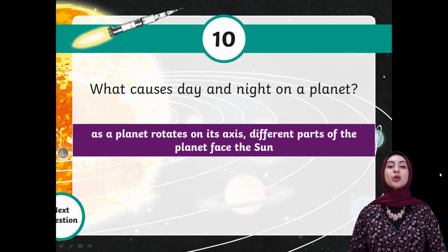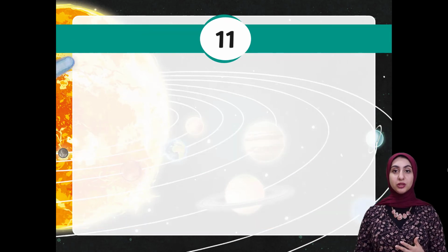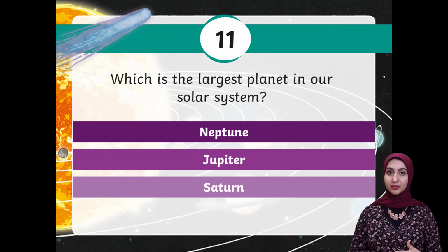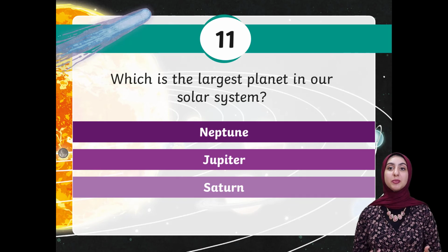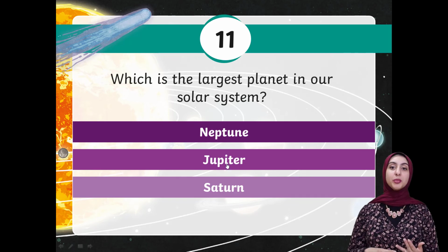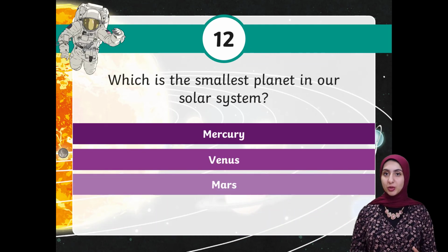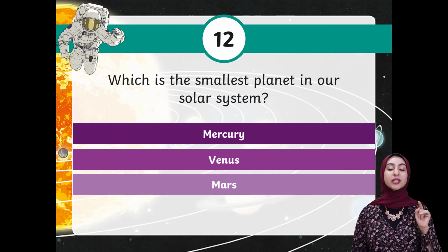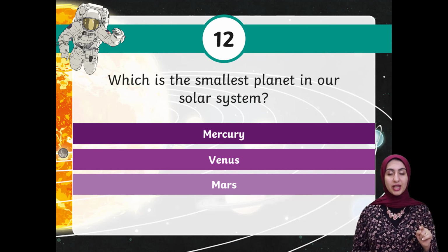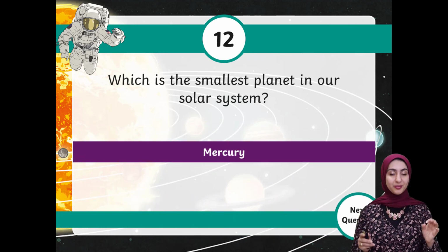Okay, which is the largest planet in our solar system? Neptune, Jupiter, Saturn? Yes, Jupiter. Okay, which is the smallest planet in our solar system? Mercury, Venus, Mars? Yes, Mercury. Mercury is the closest planet to the Sun and also it is the smallest planet. Okay, and the largest planet here is Jupiter.